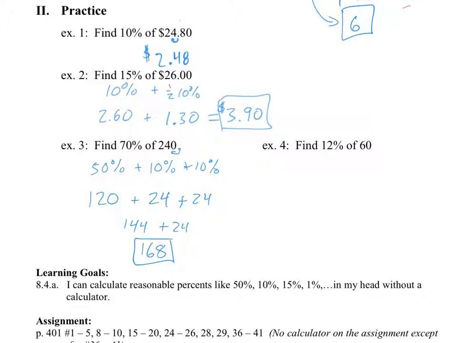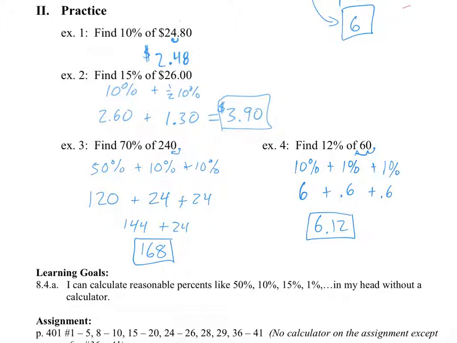Perfect. So for this last one then, we could do 10% plus 1% plus 1%. And 10% is 6, we move it one place. 1% is two jumps, 0.6. So 1% then is 0.6 plus 0.6. And now we just need to add 6 plus 0.6 plus 0.6. 6 plus 1.2.